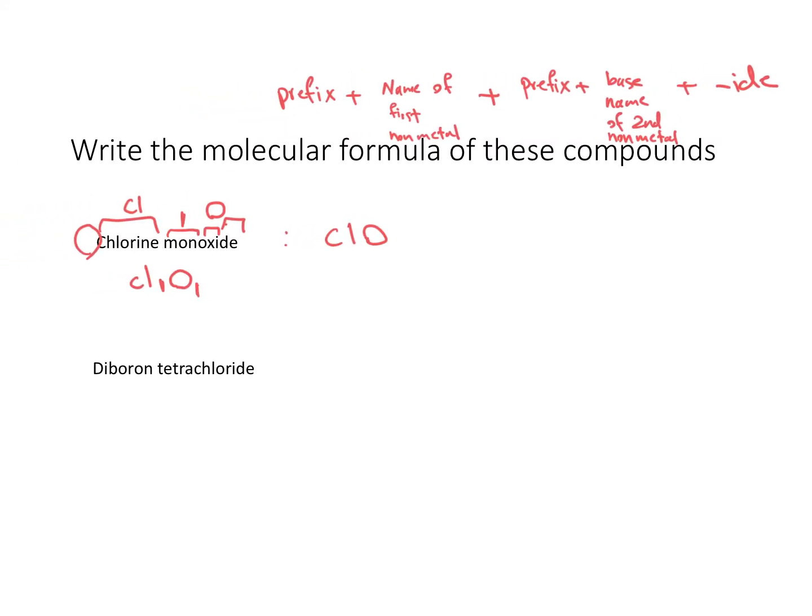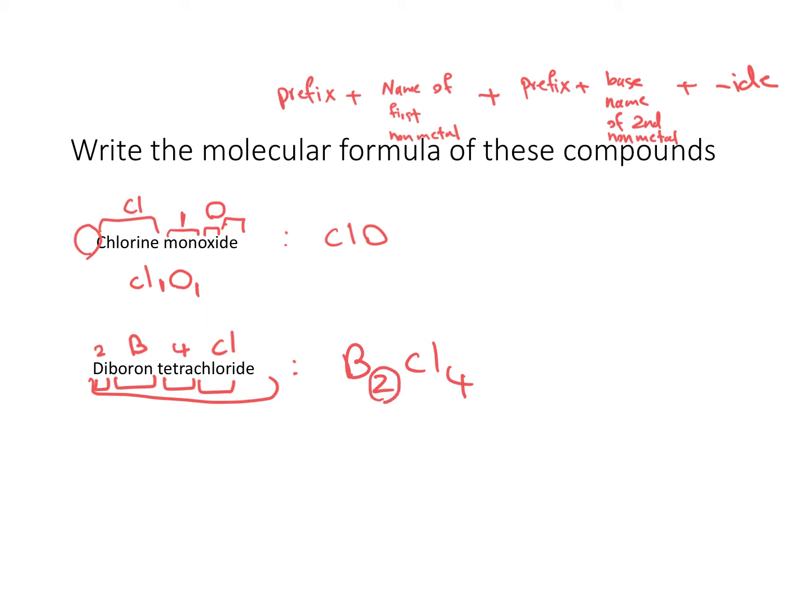Okay. So what about diboron tetrachloride? So what is boron? Exactly. What is di? What is tetra? What is chlorine if it was just the base name of chlorine, right? So chloride, you know that it has been chlorine. What is the atomic symbol? Cl. Right? So what would be this compound?